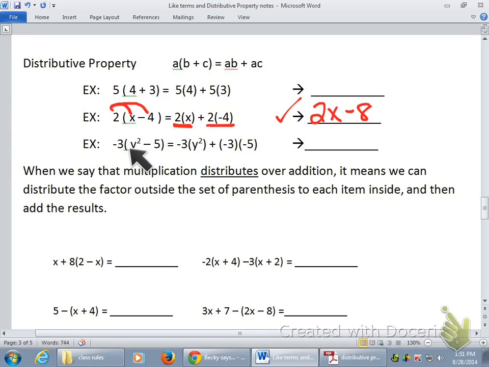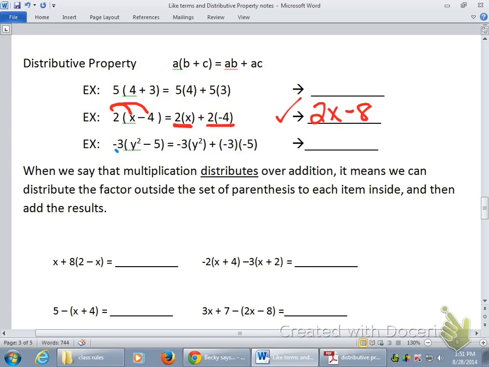On this third example, let's look right here. Notice that y squared minus 5 are not like terms, are they? So I cannot follow my order of operations. I cannot combine that group together. But I can use the distributive property to break over that.